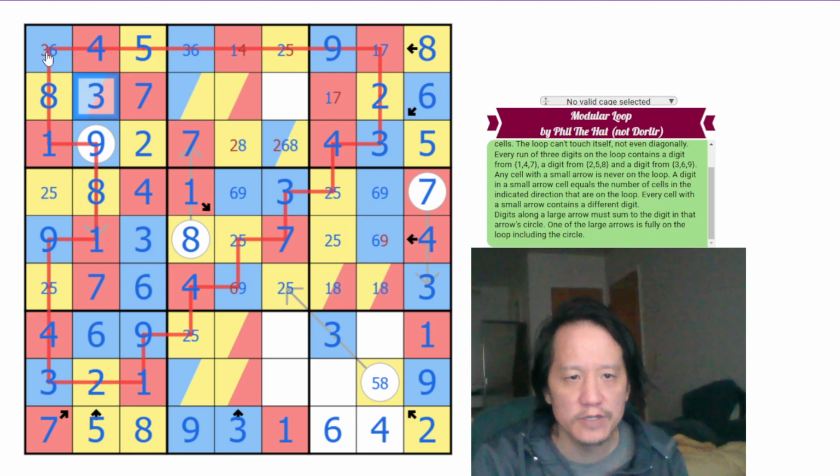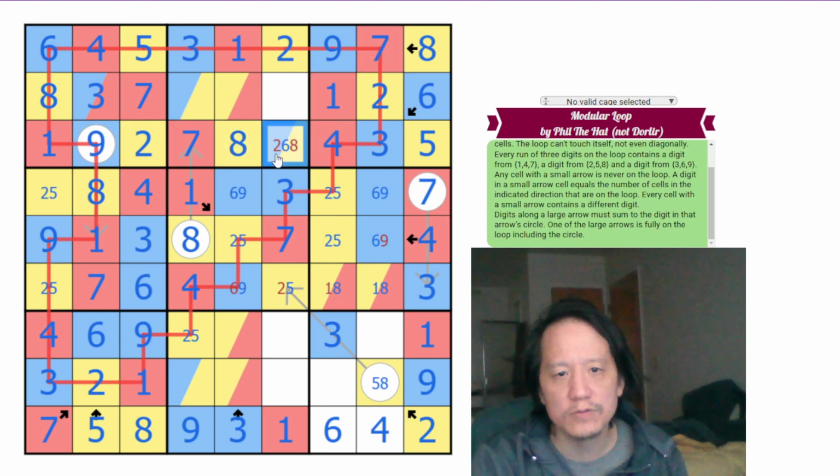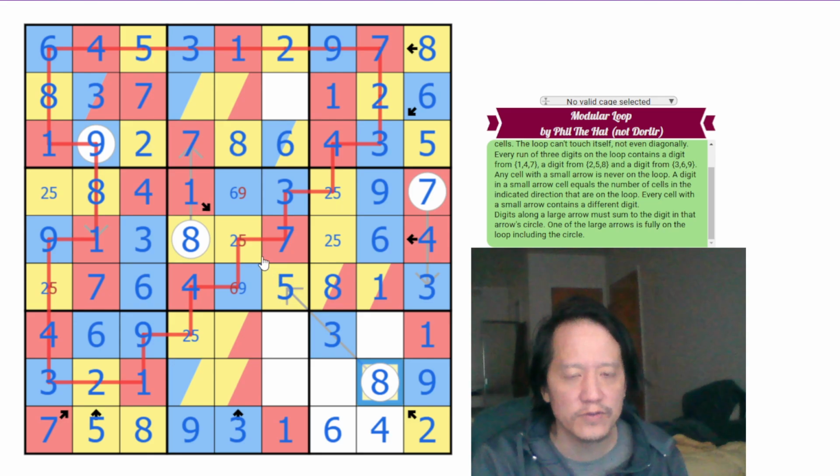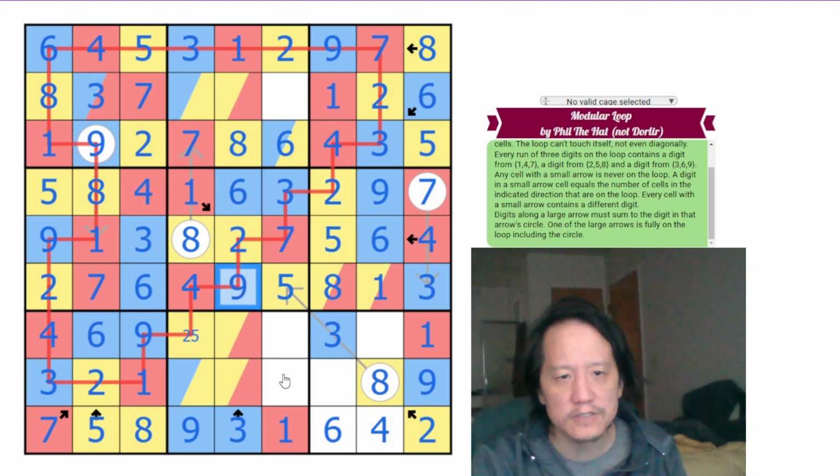So this is 3, this is 6, this is 3, 1, 2, 8. And now we're just doing Sudoku. 1, 6, 6, 9, 8, 1, 5. So that becomes an 8 because of the arrow. So this is 2, this is 5, this is 2, this is 5. This is 6, this is 9.